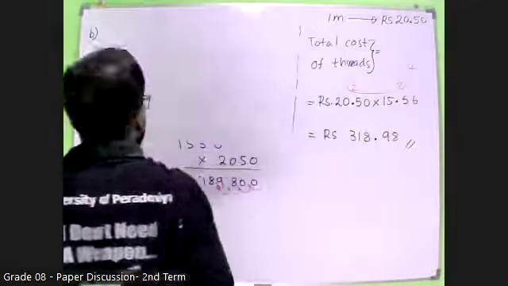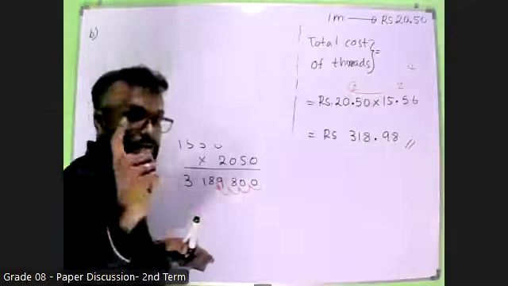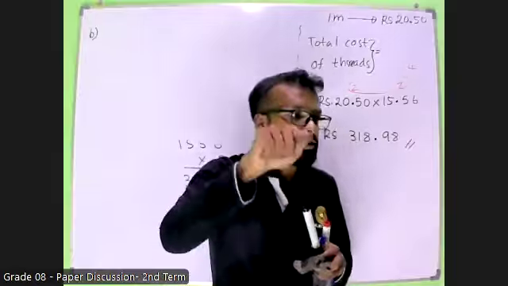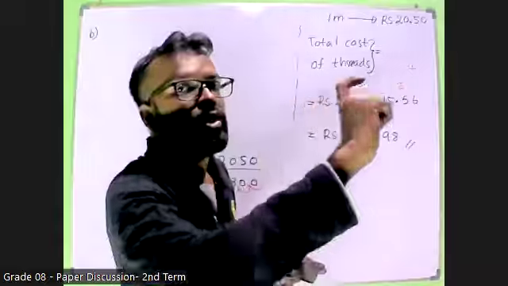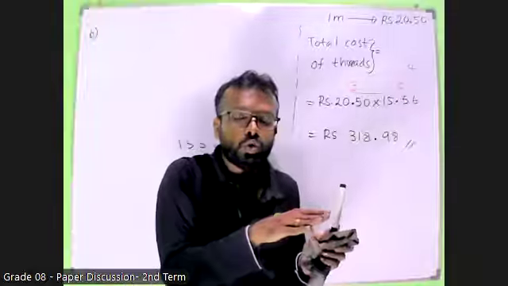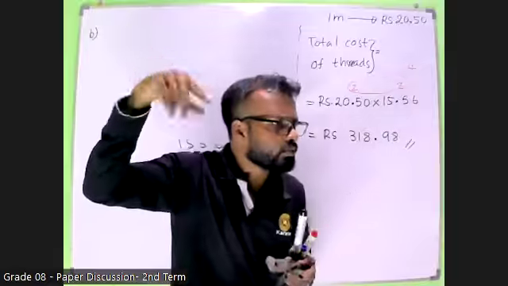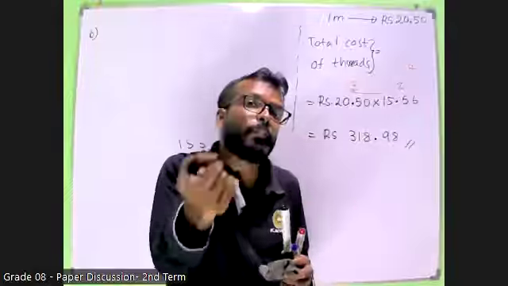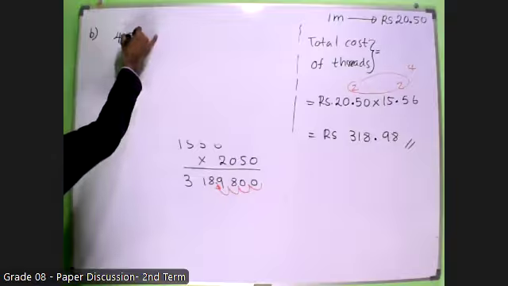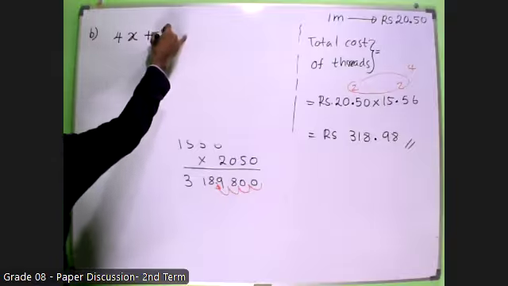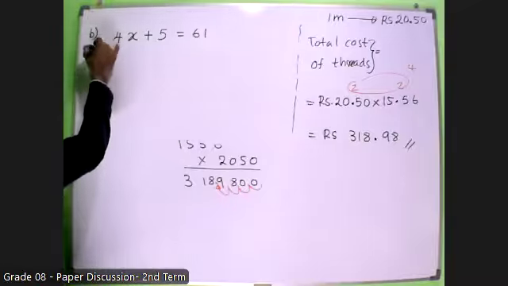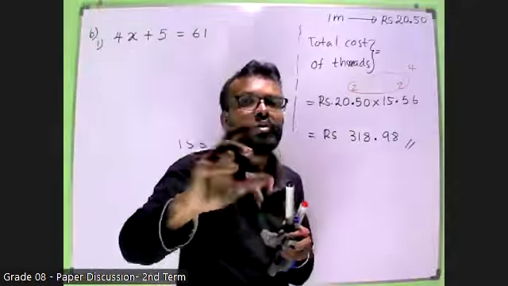Okay. So how do we write that? In the first question, they are asking to build an equation using the given information. When 5 is added to something, and something is 4 times the number x, and we are going to add 5. It is equal to 61. Right? This is the answer for the first part. Then solve the equation.